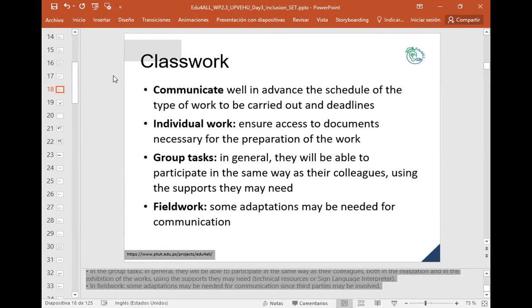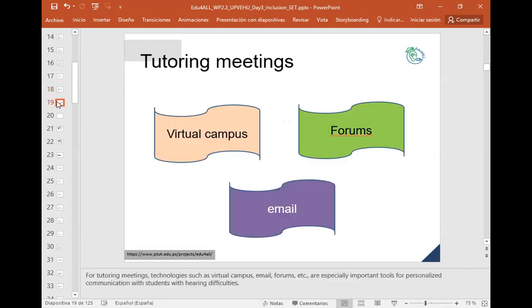In the group tasks, in general, they will be able to participate in the same way as their colleagues, both in the realization and in the exhibition of the works, using the supports they may need, technical resources or sign language interpreter. In field work, some adaptations may be needed for communication since third parties may be involved. For tutoring meetings, technologies such as virtual campus, email, forums, and others are especially important tools for personalized communication with the students with hearing difficulties.